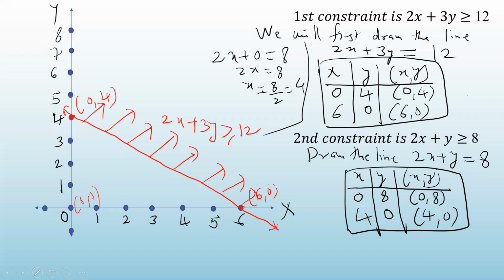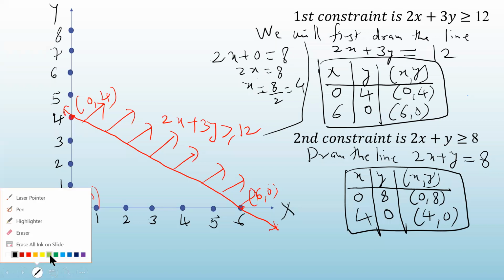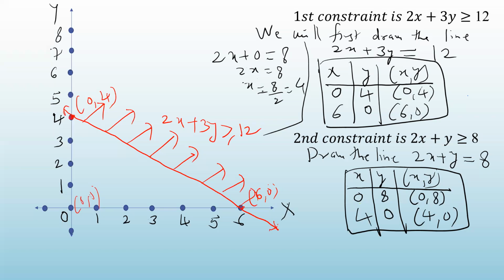Let us plot them on the graph paper. I'm going to use a different color to draw this. Let us use this green color. Okay. So first point is 0, 8. X coordinate is 0, y is 8. So this is the point 0, 8. And the second point is 4, 0. So here is the point 4, 0. Correct? Now join these 2 points.